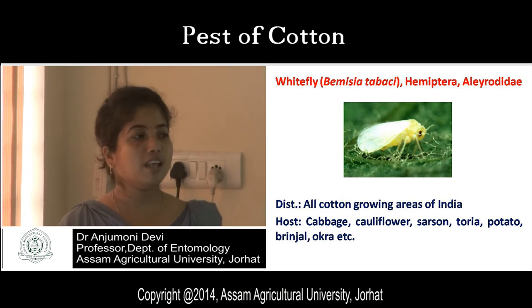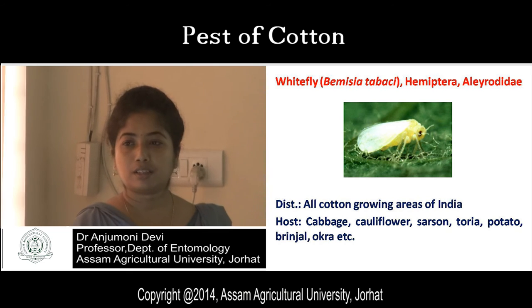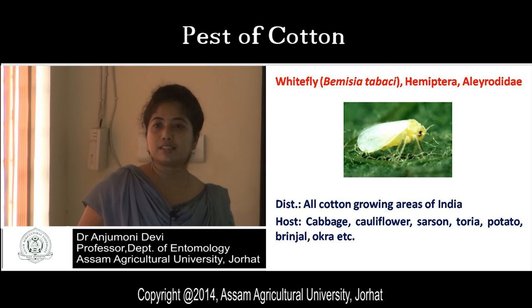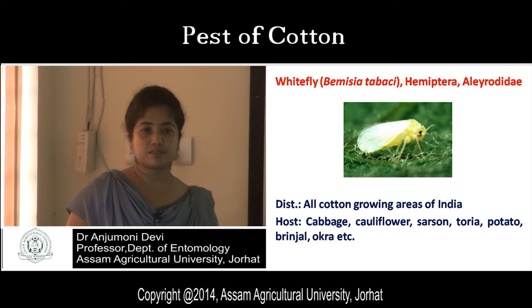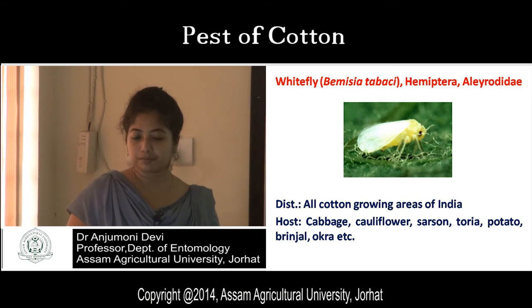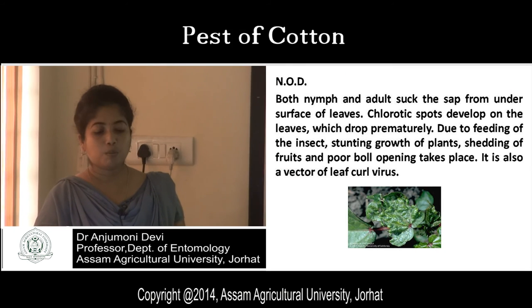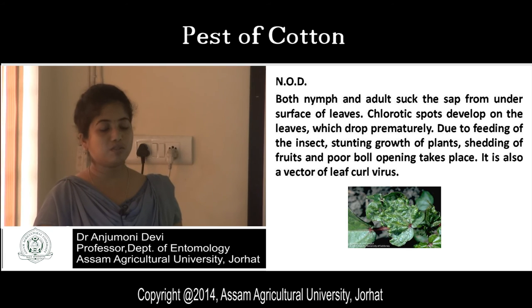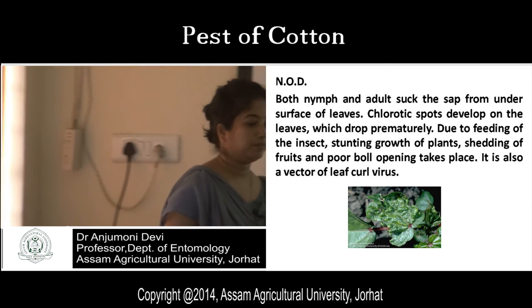And the leaf curl virus is transmitted by this insect. This white fly is the vector of transmission of leaf curl virus. Then nature of damage. Both nymph and adult suck the sap from the under surface of leaves. Chlorotic spots develop on the leaves, which drop prematurely.